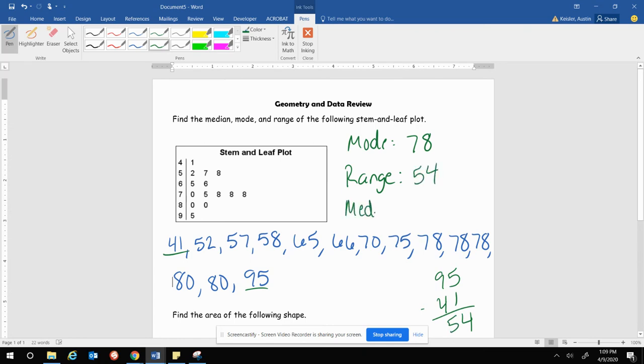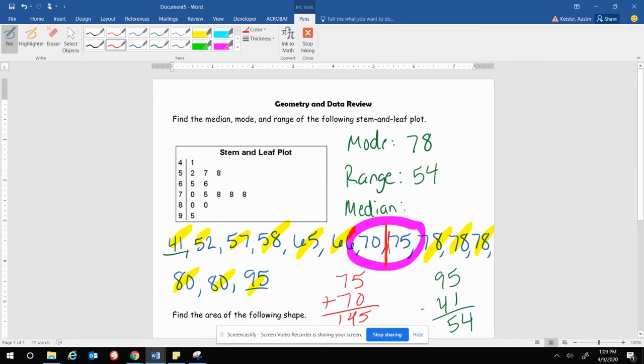The median is the one people struggle with by far the most. So let's make sure we are crossing off one at a time, or two at a time from the outside. So I'm just taking off the outermost one each time. I've got two numbers in the middle. Anytime you have an even amount of numbers, you're going to have two. So I've got 70 and 75. You might already know what's right in between those, but if not, remember, we're going to add those. And I get 145, and then we're going to divide that by 2.